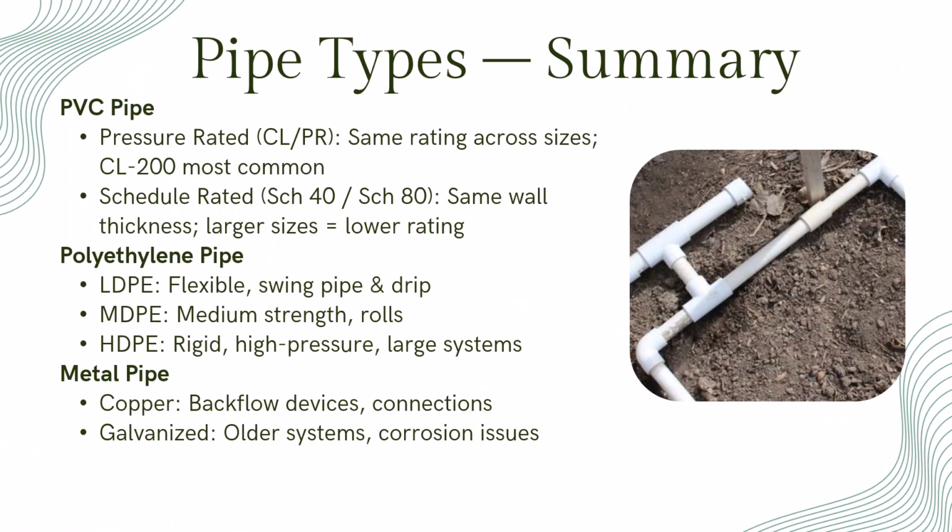Here's the quick recap. PVC comes in pressure rated, same rating across all sizes, and schedule rated, which keeps the same wall thickness so big pipes have lower pressure ratings. Polyethylene ranges from flexible LDPE for swing pipe and drip, to medium strength MDPE in rolls, to rigid high pressure HDPE for large systems. Metal pipe is less common now. Copper is still used in certain spots like backflow devices, and galvanized is mostly found in older systems and often has corrosion problems.